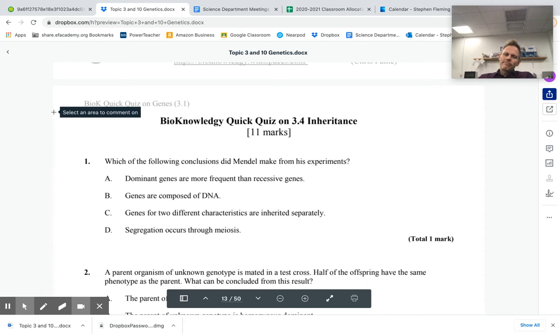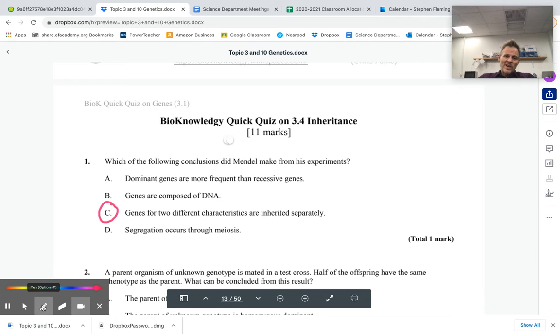3.4. This first question, I'm just going to give you the answer and explain why the answer is. It's not normally how I do it. So the answer is C. So it's just like one of the laws that Mendel has. But let's just talk quickly what this means.